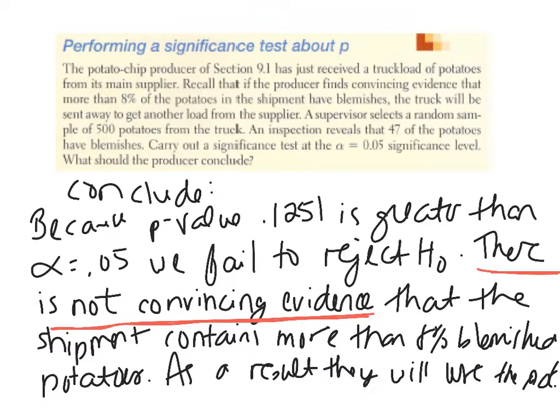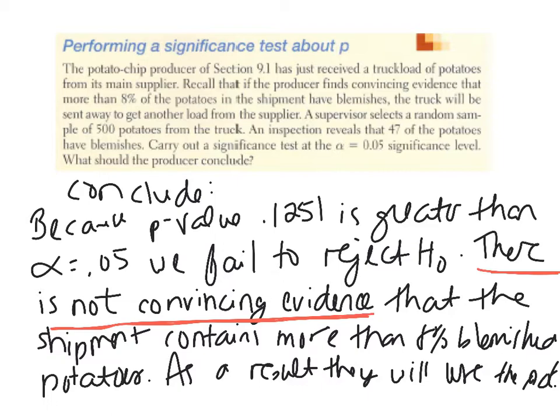You do not say anything like the shipment is okay, because that implies that you think that the null hypothesis is true, that you think that 8% of the potatoes have blemishes. So again, remember we talked about this in the first section. You never, ever, ever say anything that implies that you believe that the null hypothesis is true.